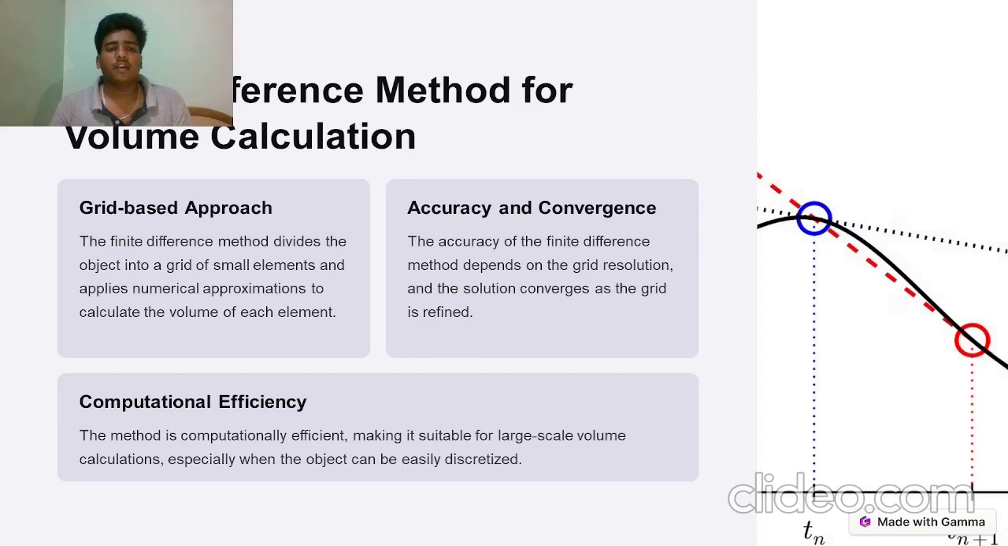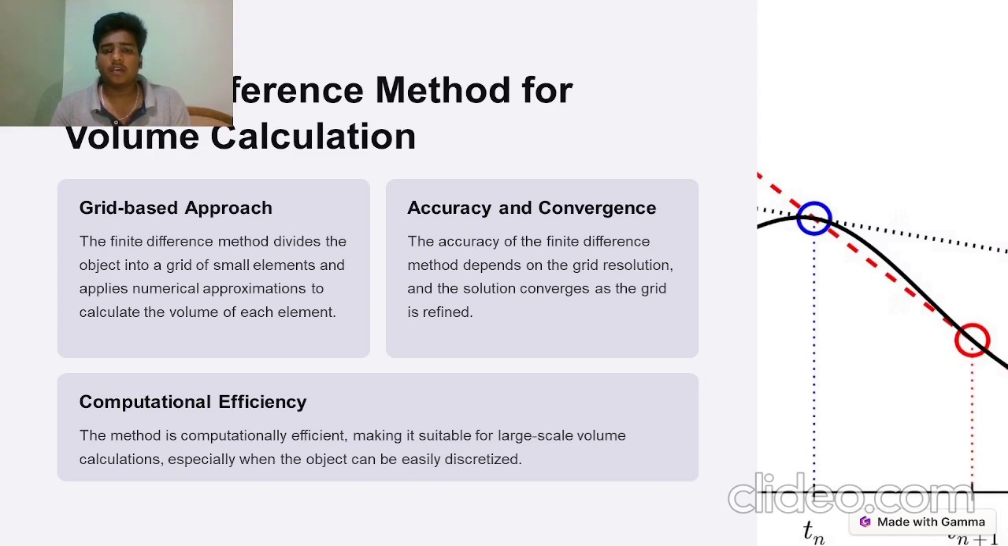Let us know the finite difference method for volume calculation. The first one is the grid-based approach. The finite difference method divides the object into a grid of small elements and applies a numerical approximation to calculate the volume of each element.